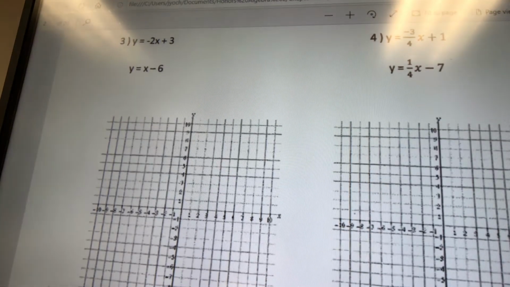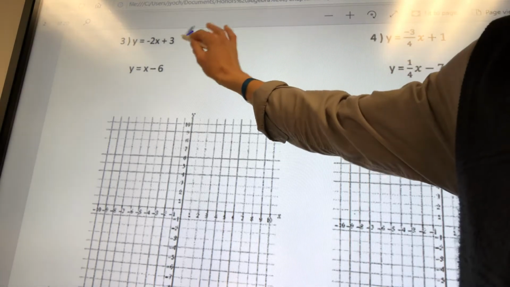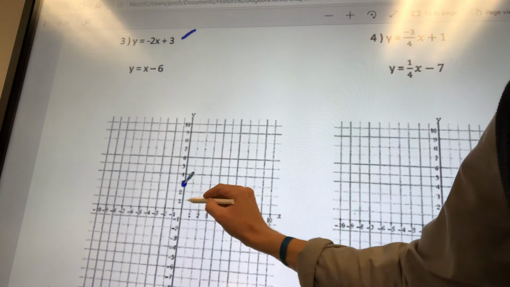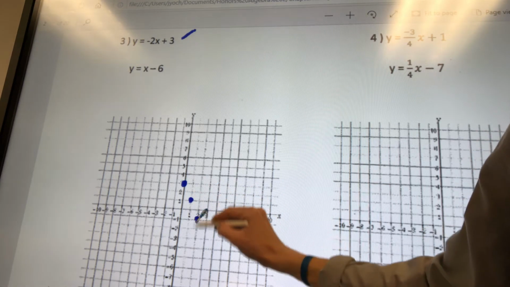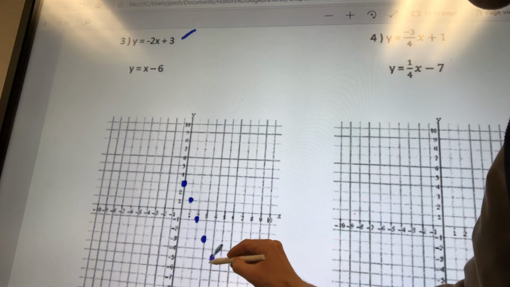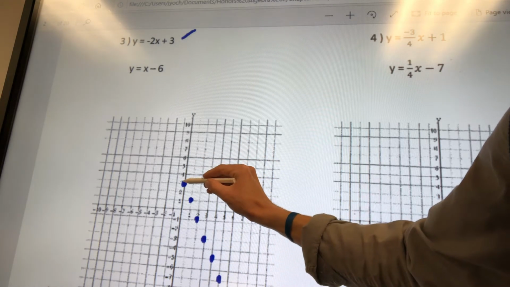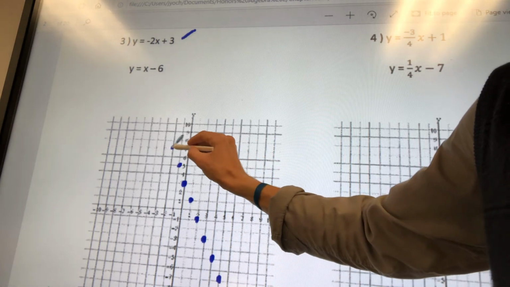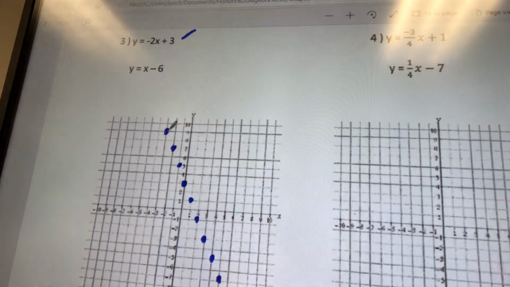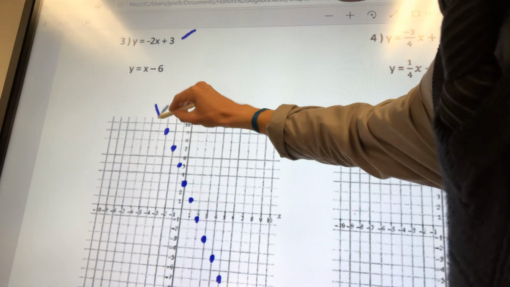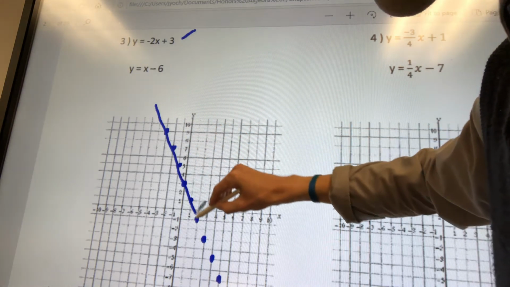So we have y equals negative 2x plus 3. I'm going to graph that in blue. The y-intercept is 3. My slope is down 2 over 1, down 2 over 1, and so on. I can also go up 2 to the left. On that first graph, you want to make as many dots as possible. Try not to make your line windy.